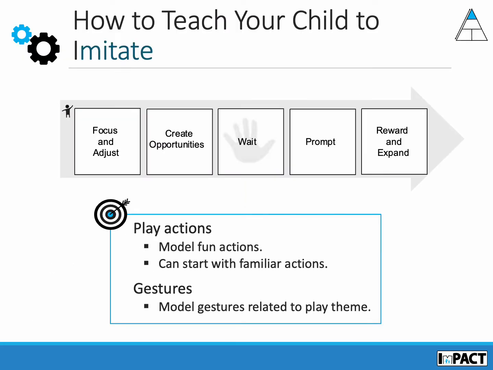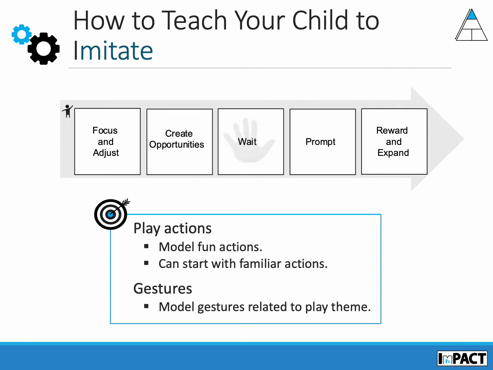Now, let's discuss some key aspects of prompts for imitation. You can teach your child to imitate play actions and gestures by engaging your child in a back and forth social game where you and your child take turns imitating each other during play. Start with imitating your child. When it is your turn, use balanced turns to help your child pay attention to you. Then model an action related to the play for your child to imitate, along with simple language that describes what you are doing. It helps your child pay attention to your model.